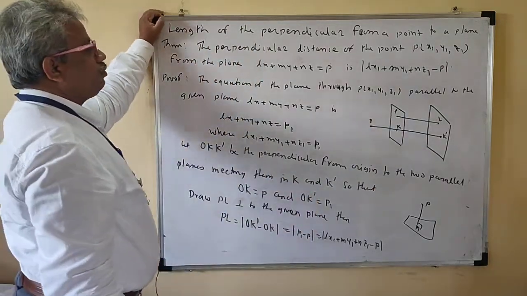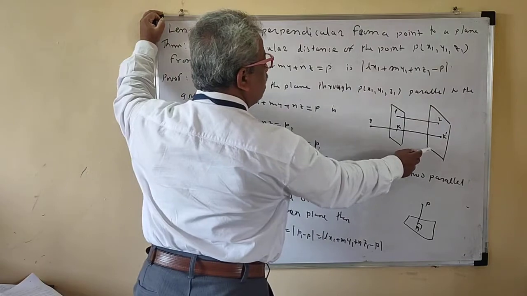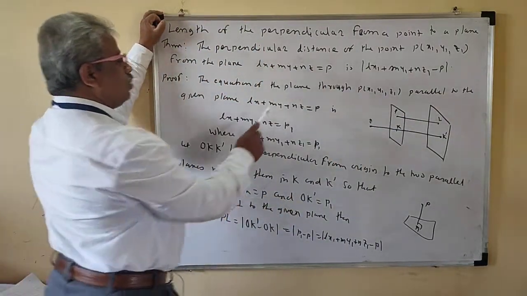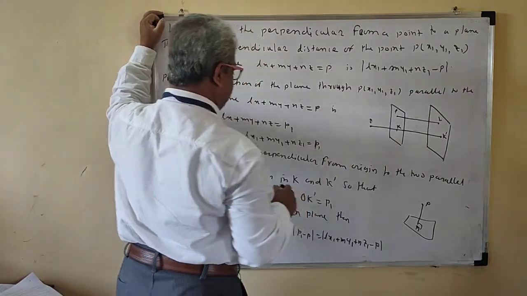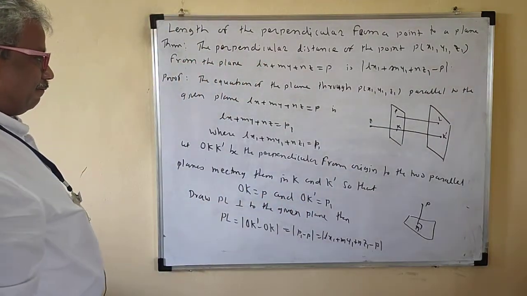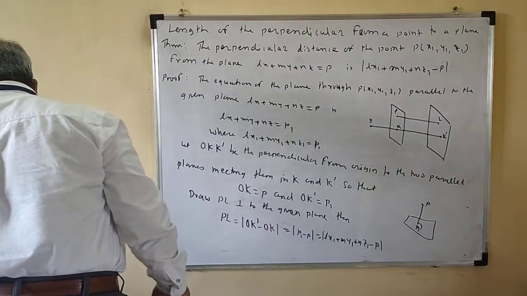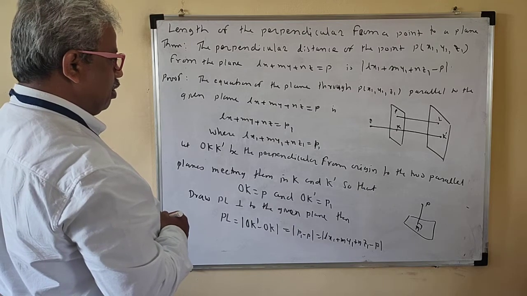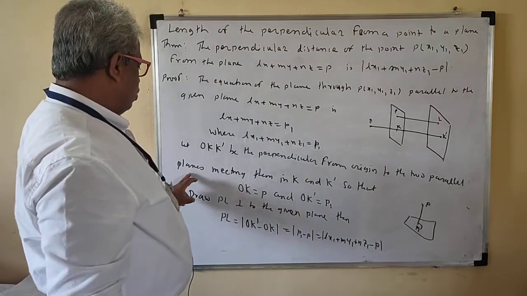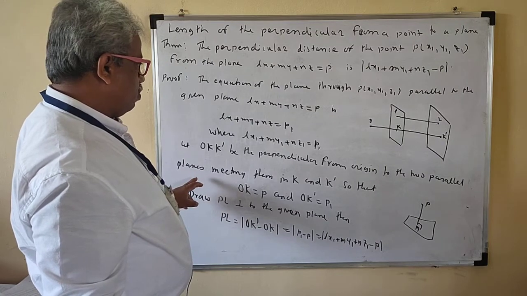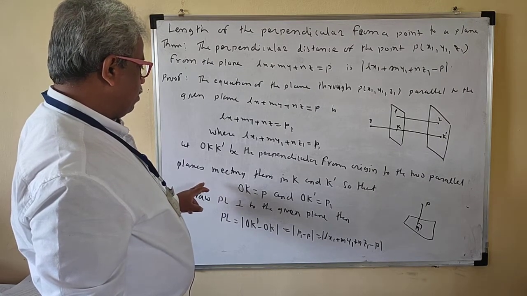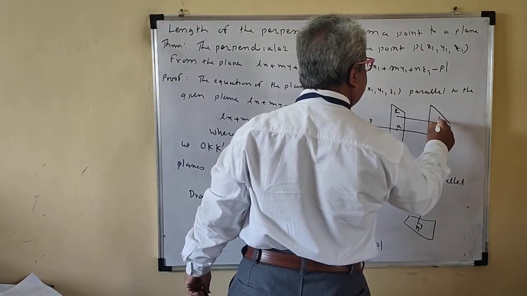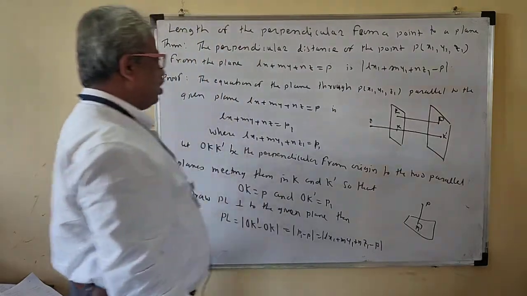This is your original plane. This is your plane passing through the point P. This is point P. So this plane is this plane and this plane is this. Your P is here. So this is L now. This is L. P is on that plane.